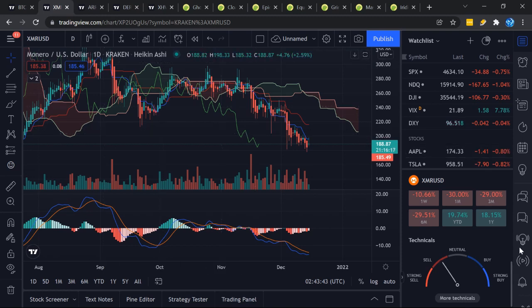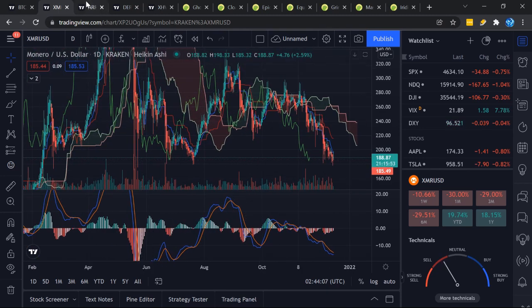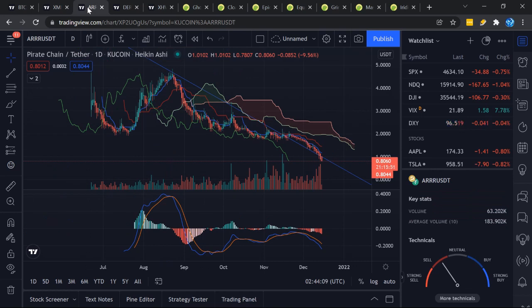So Monero's sitting here at 188. Again, we have this red cloud forming. We've got the lagging strand going down. Definitely a bearish move. We got a sell signal on the technical indicator. Until we see a clear reversal, this thing's in a downtrend, so there's not much to say here. Just proceed with caution if you're looking at Monero.